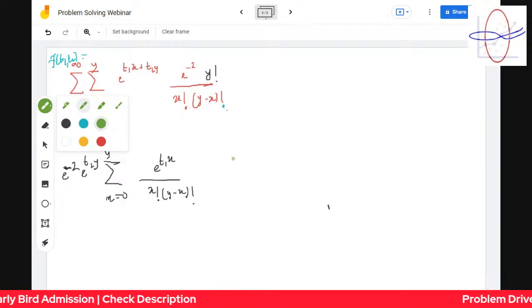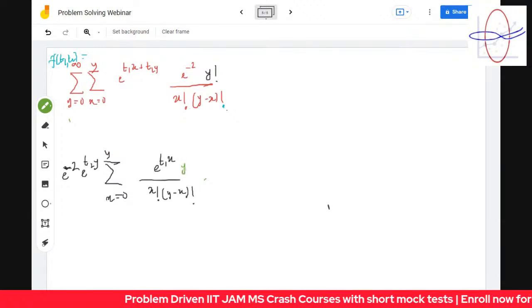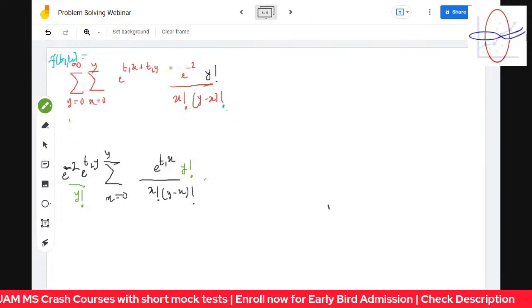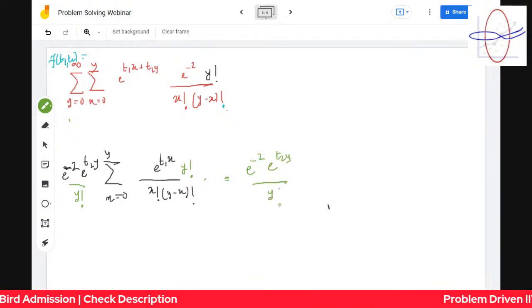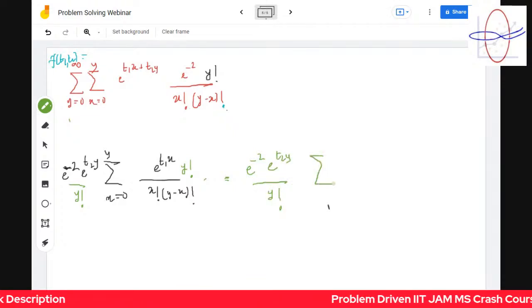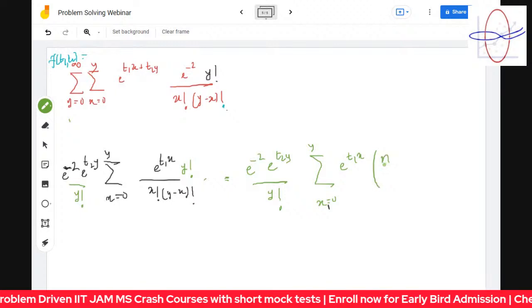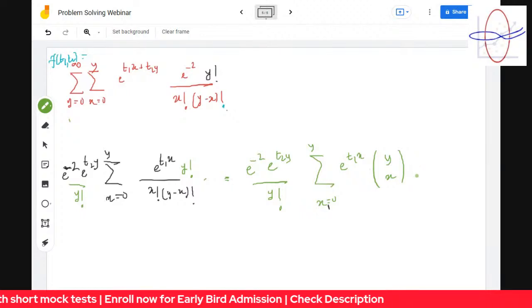You see that this comes in n choose x only. If you multiply y factorial over here and divide by y factorial outside, it looks like maybe binomial. I don't know, let's check it out. e to the power minus 2 e to the power t2y by y factorial, into the summation of x from 0 to y of e to the power t1x times y choose x, into nothing else.